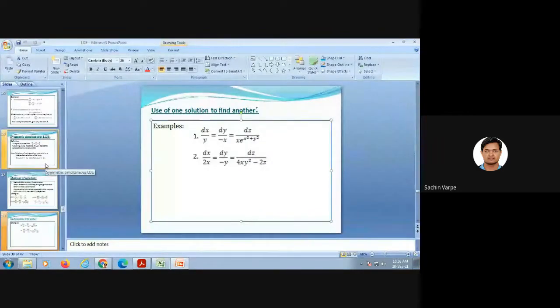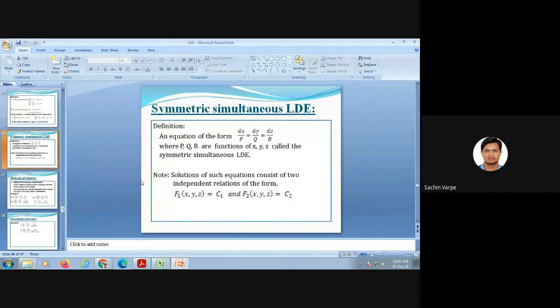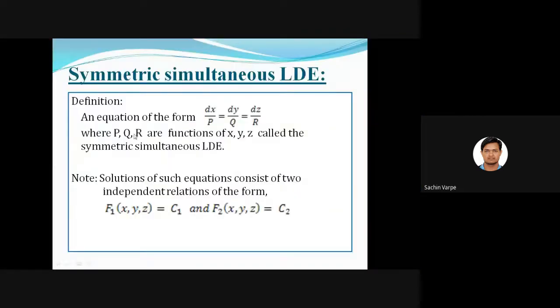Okay, so we are discussing symmetric and simultaneous linear differential equations. Symmetric linear equations means what? Two or more equations in two or more dependent variables, but only one independent variable, isn't it? And then we have started with the symmetric simultaneous linear differential equation of this form: dx by p equal to dy by q is equal to dz by r, where p, q, r are functions of x, y, z.